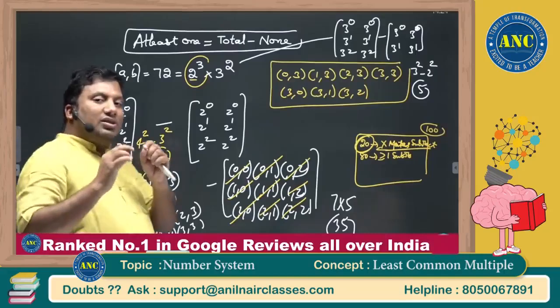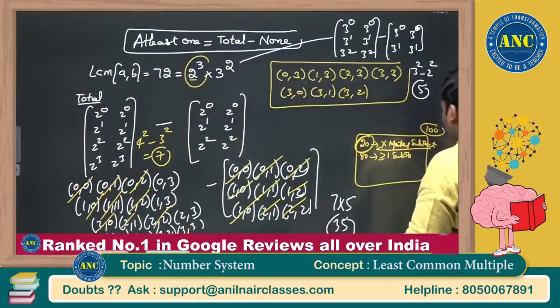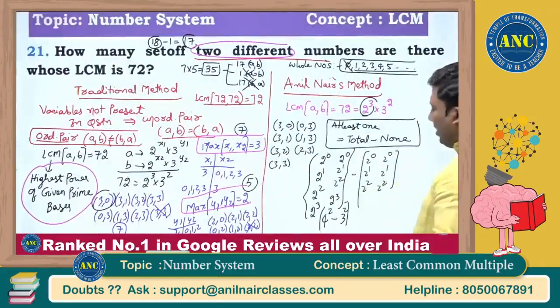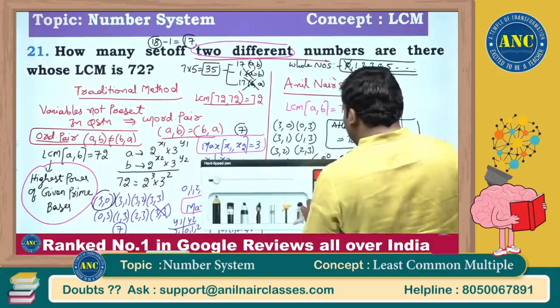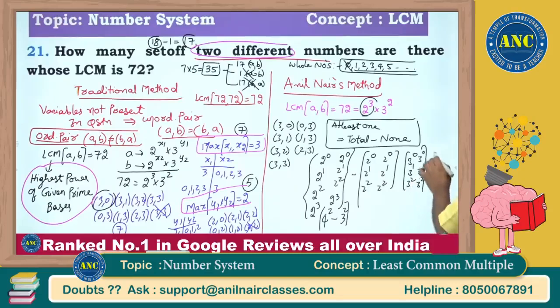LCM is defined as the highest power of the given prime bases. I hope the idea is clear. Total powers of 3: 3 power 0, 3 power 1, 3 power 2. Minus, don't take 3 power 2. In case you have not understood it clearly, after another 5 problems it should be clear to you.